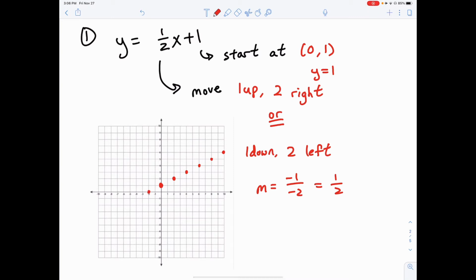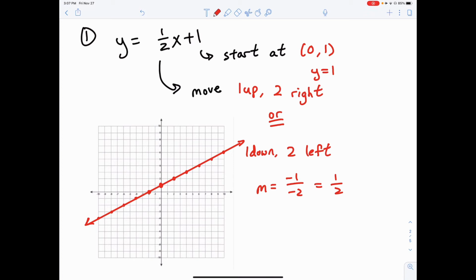1 down, 2 left, 1 down, 2 left. And we keep repeating this until we have all of our points, like so. Now you can draw your straight line. Again, take a ruler, because we want to try and be as accurate as possible. And we'll draw a line like this. And we'll finish off with drawing arrow heads at the ends to show that linear lines go on forever. All right, that is our first example.